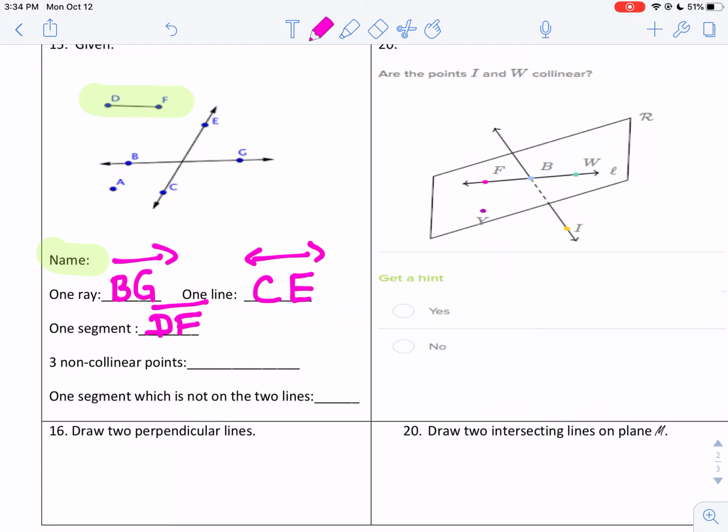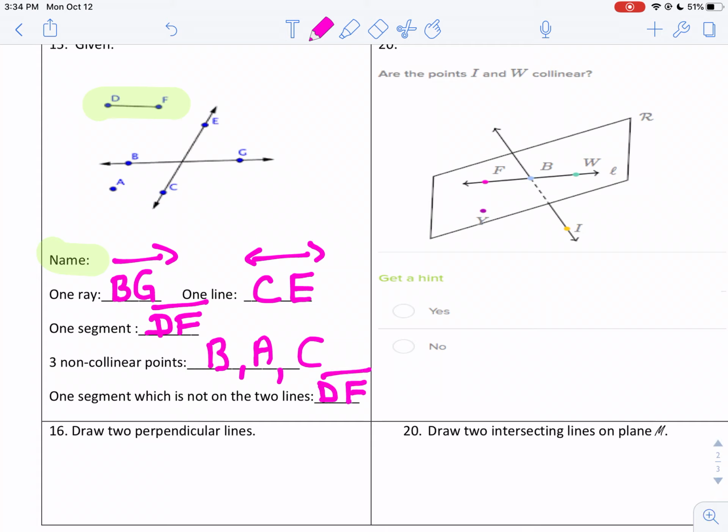3 non-collinear points. Non-collinear means they should not be on the same line. And I'm going to do B, A, C. Okay. So I could do point B, A, C. And again, there are many answers to these. One segment which is not on the 2 lines. This is the only one that has only one answer. And that would be this here. Okay, it's not on this line. So this is segment DF.